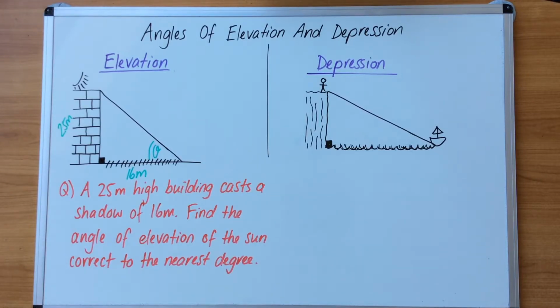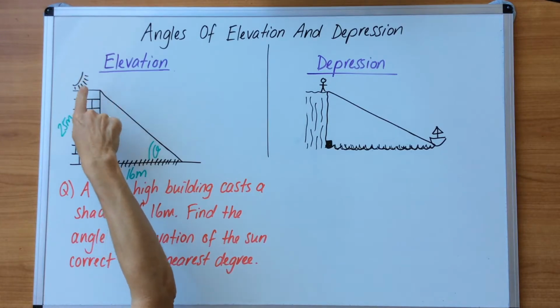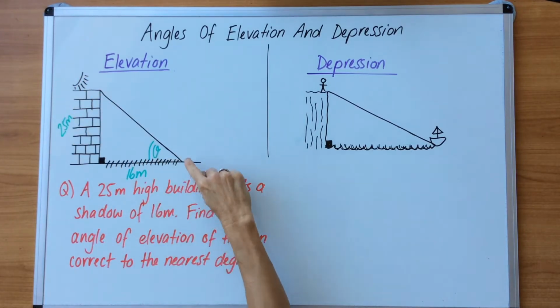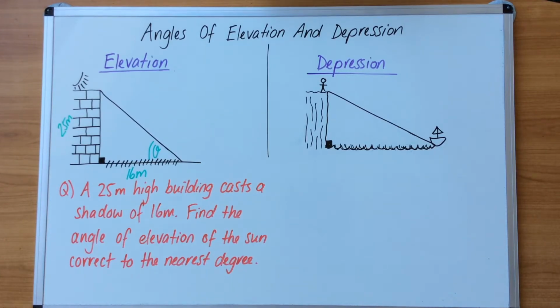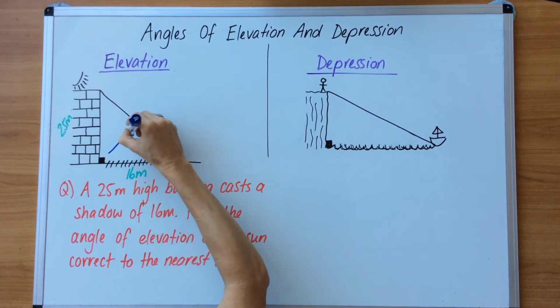So what that means is the sun is over here, it's casting a shadow, and they want to know the angle to where the sun is actually shining. So this is where the end of the shadow is. So we are finding an angle, so therefore the process is slightly different to what we've just done. So now we have to label our triangle.